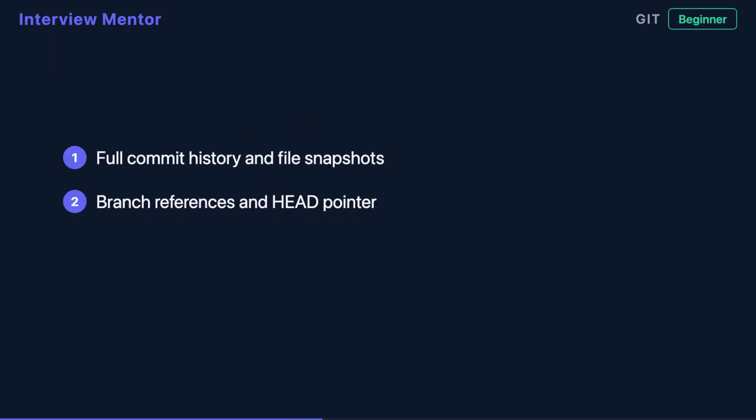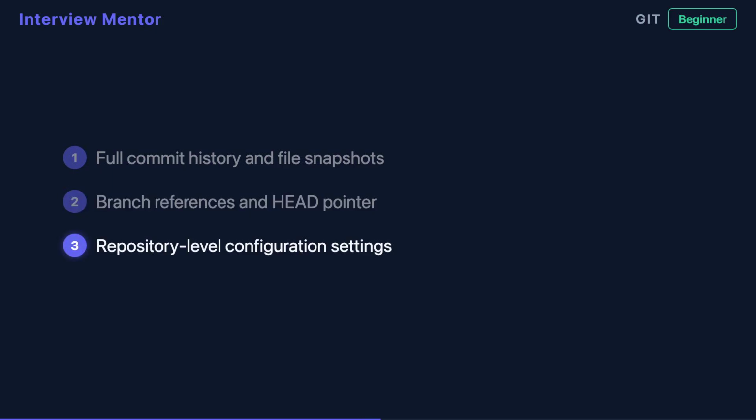Inside .git, Git stores everything it needs: your full commit history, branch references, and configuration settings. Every file snapshot you've ever committed lives in there. Without it, there's no version control at all.